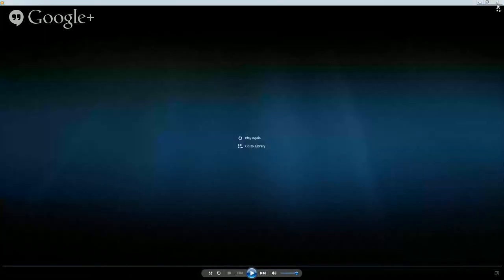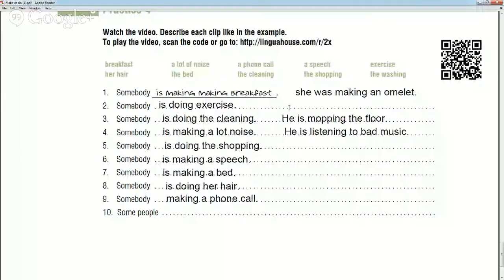I found that video of all of them. That one was the most fascinating because I've personally never washed clothes outside before. So some people doing the washing. Some people are doing the washing.